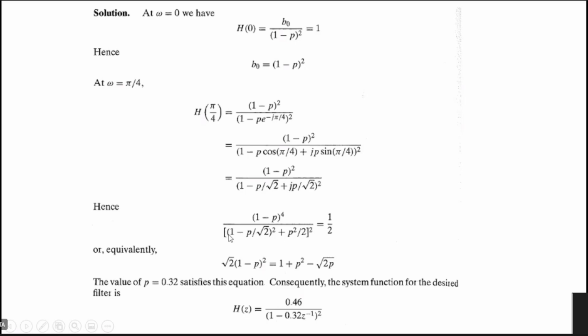Do you understand this expression? Yes, sir. How it is coming? This expression from this to this? Sir, we are multiplying 1 by p whole square on the denominator and numerator.